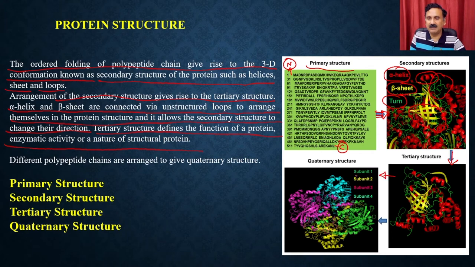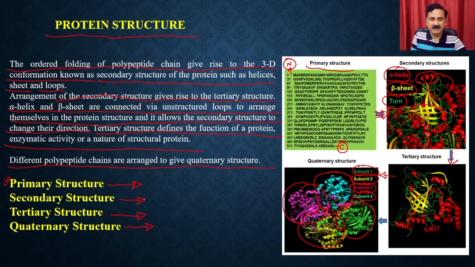For example, in this case, we have subunits 1, 2, 3 and 4. All four subunits come together, and that's how you have the quaternary structure. So different polypeptide chains are arranged to give the quaternary structure. That's why, if you want to understand protein structures, you have to understand all four different types of structures: the primary structures, the secondary structures, the tertiary structures, and the quaternary structure. These are the different levels of organization present in protein structures.